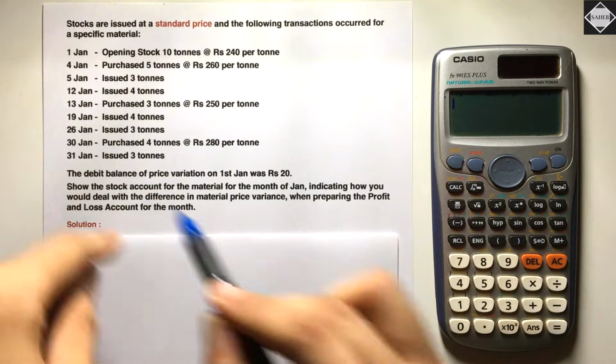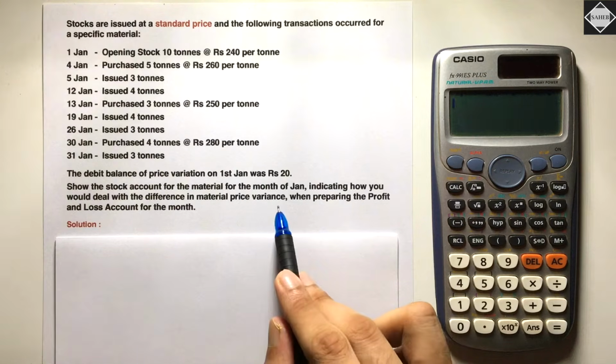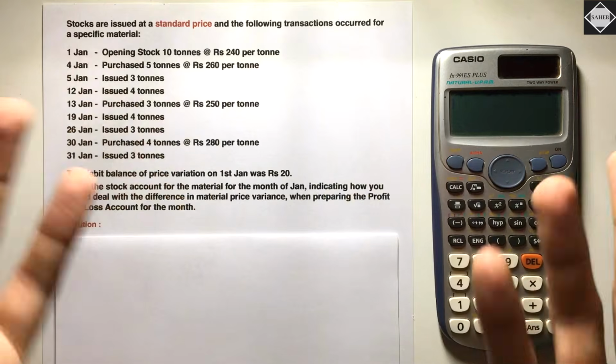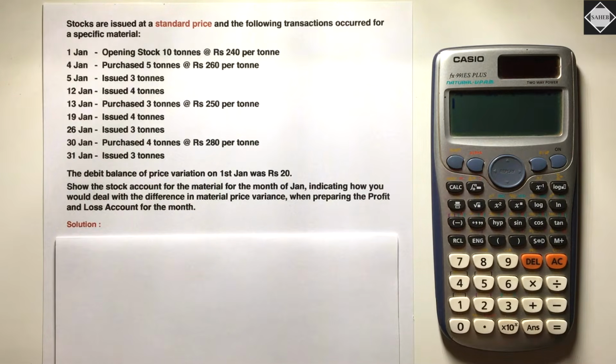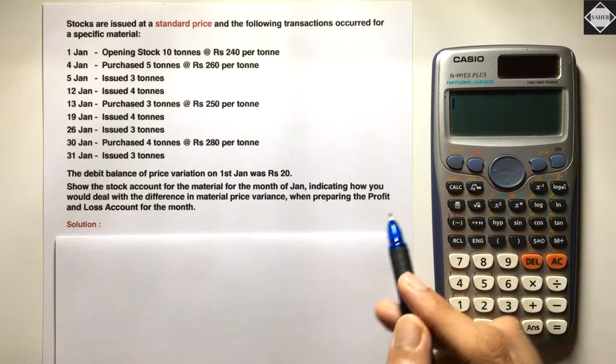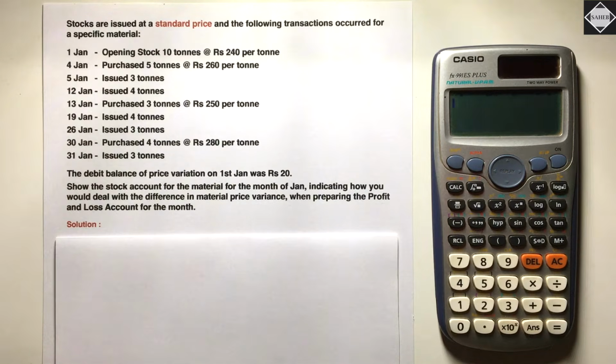Now at the end of January also, again we have to calculate material price variance. We know the formula how to do it. It's very simple. We are going to do that when preparing the profit and loss account for the month. Okay, so they are saying how you are going to deal with it when you are preparing the profit and loss account also. Okay, fine, we'll do everything.